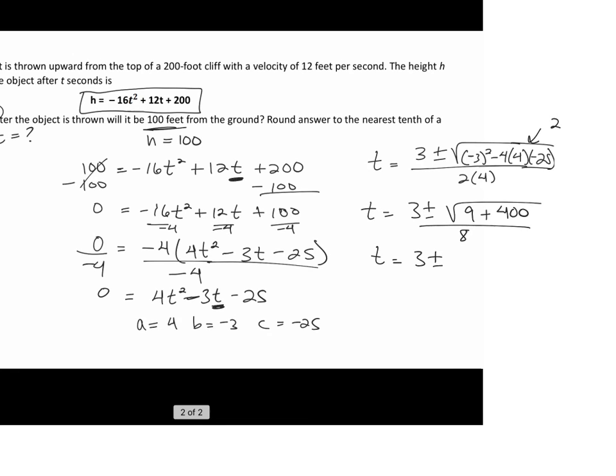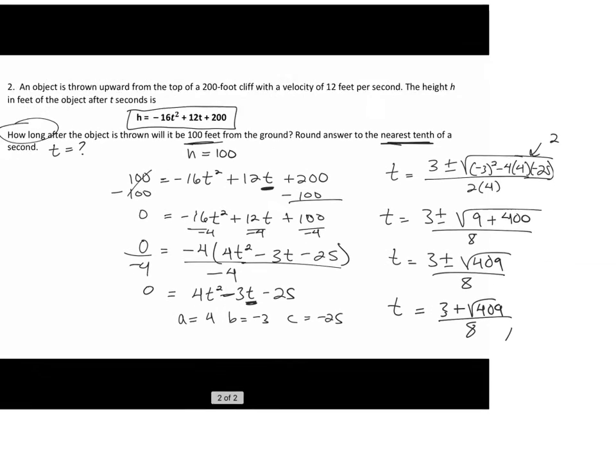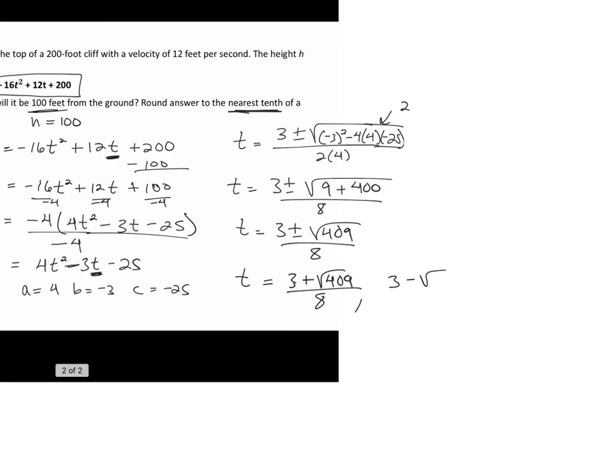So we can still add together 400 plus 9. And I'm not really too interested in simplifying, I guess, because I am rounding, right? Round the answer to the nearest tenth of a second. So first I just need to separate the two answers so I know which one I'm going to use for this problem. There's a 3 plus root 409 over 8, and then the 3 minus root 409 over 8. Root 409 is going to be more than 3, so that answer is going to be negative, and time can't be negative, so that doesn't make sense.